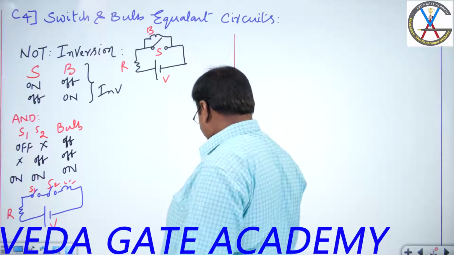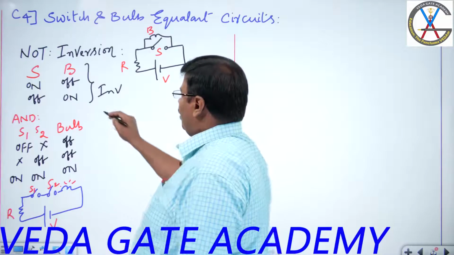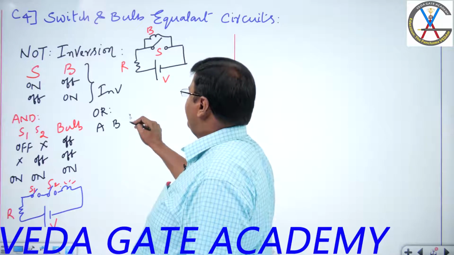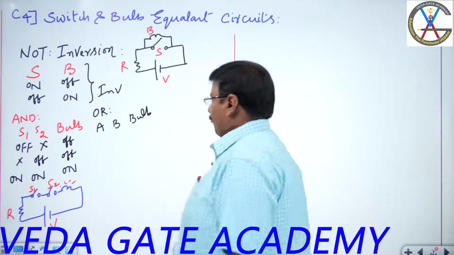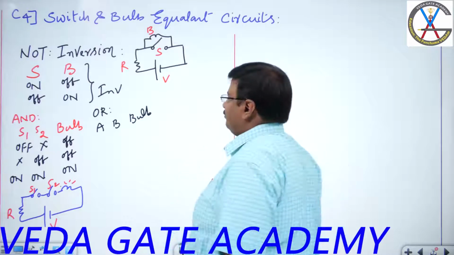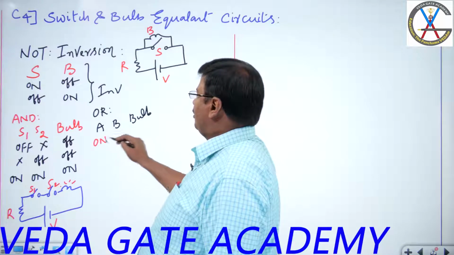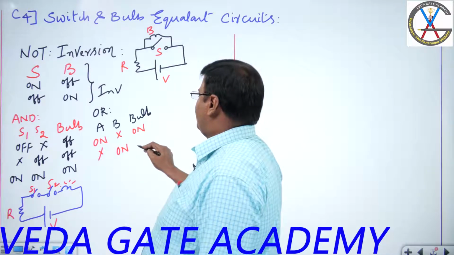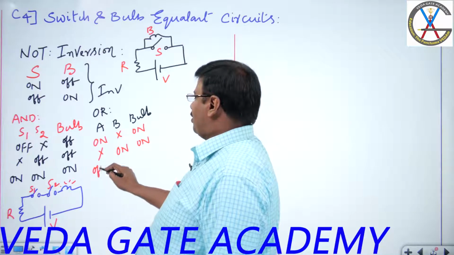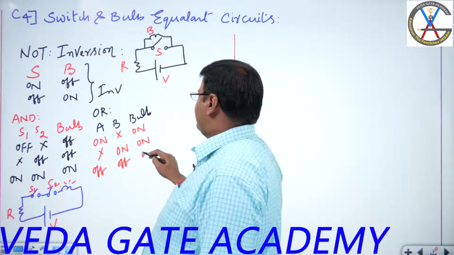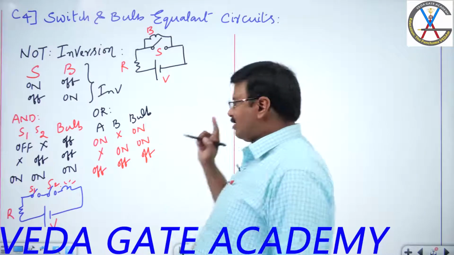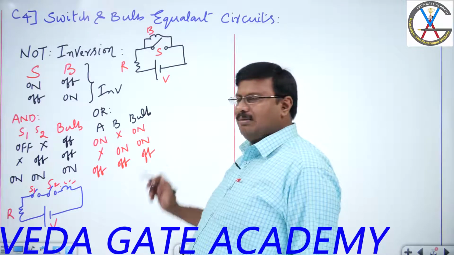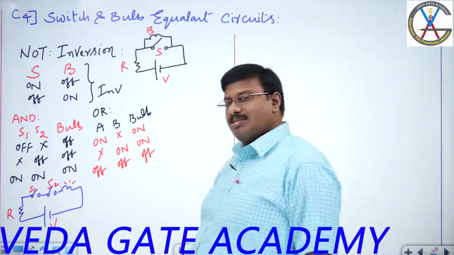And similarly, A, B and bulb represent the OR operation. A is on, bulb is on. Whether B is on, the bulb is on, or both are on. Only when both are off, bulb is off. You know well, right? OR gate. It is getting a high output with any high in. Whether A is on, the bulb is on, B is on, the bulb is on, both are off, the bulb is off. Draw the circuit.